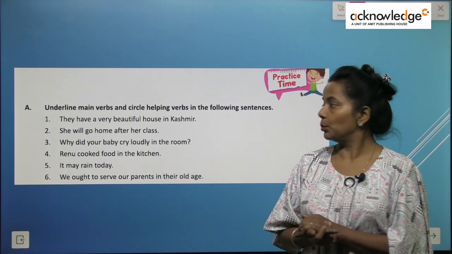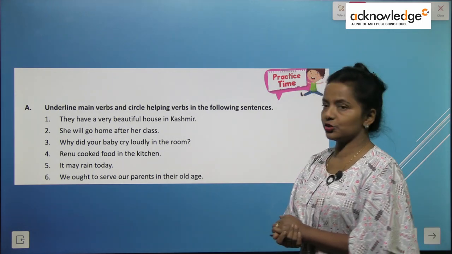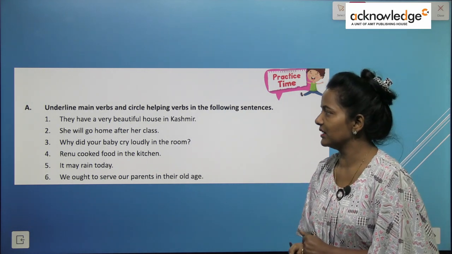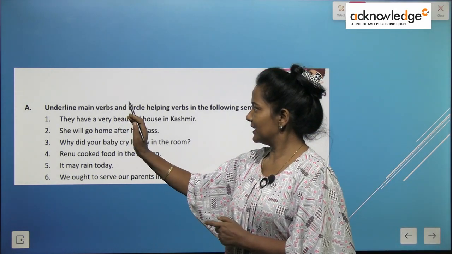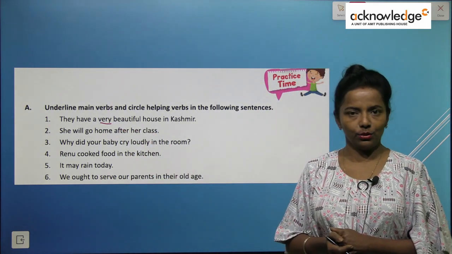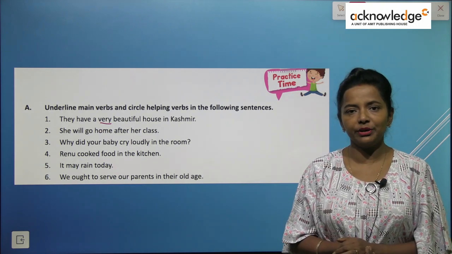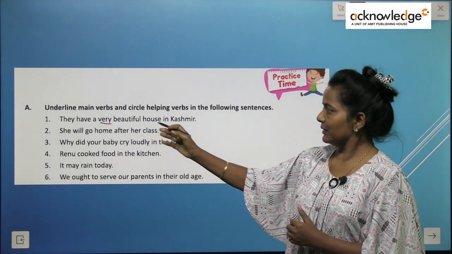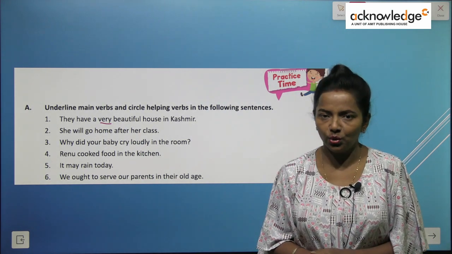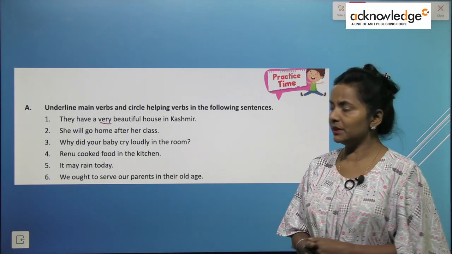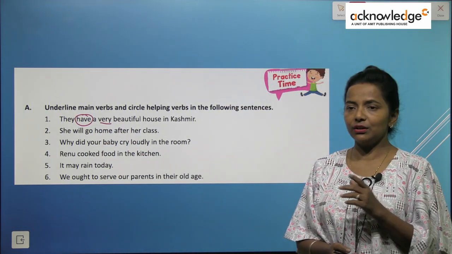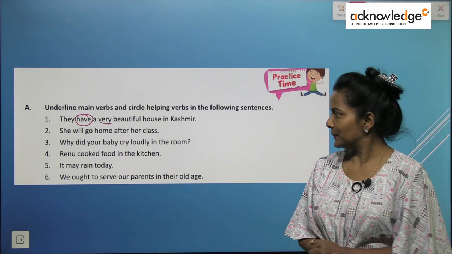They have a very beautiful house in Kashmir. Underline the main verb. The main verb is have. Okay, and what is the helping verb here? If we say, they a very beautiful house in Kashmir, is the sentence complete? No. We have to add a helping verb here, and the helping verb is have. So we circle have. They have a very beautiful house in Kashmir.